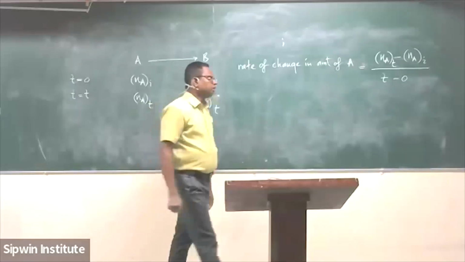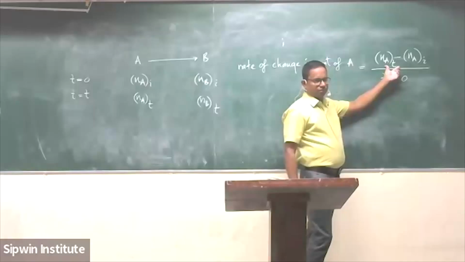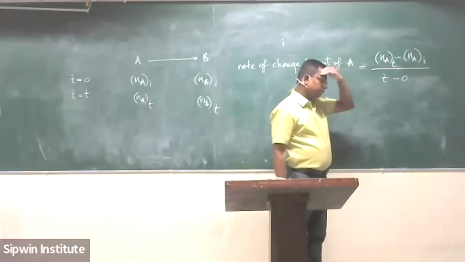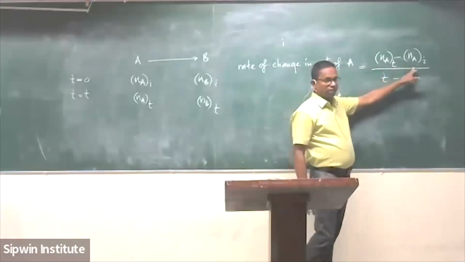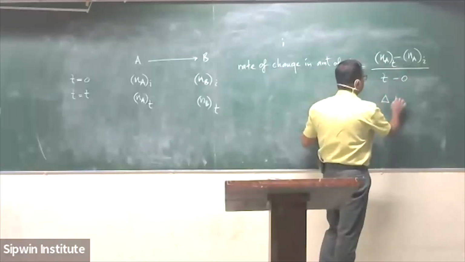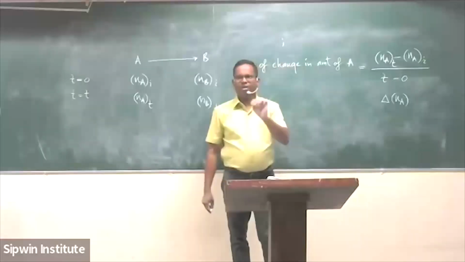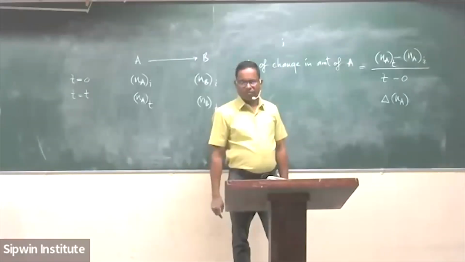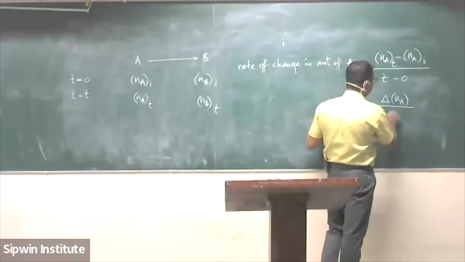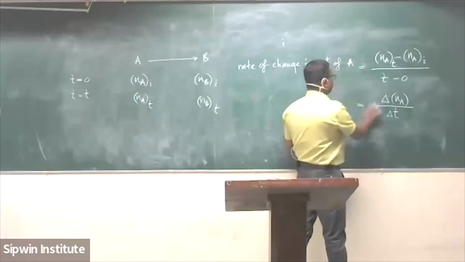Okay. Here, the amount of A, a difference. When you are taking this difference, right, final one, initial one, like that, a difference, I can mark that one as delta NA, the change in amount of A. The time difference, I will take that one as delta T. So I can take this in this way.